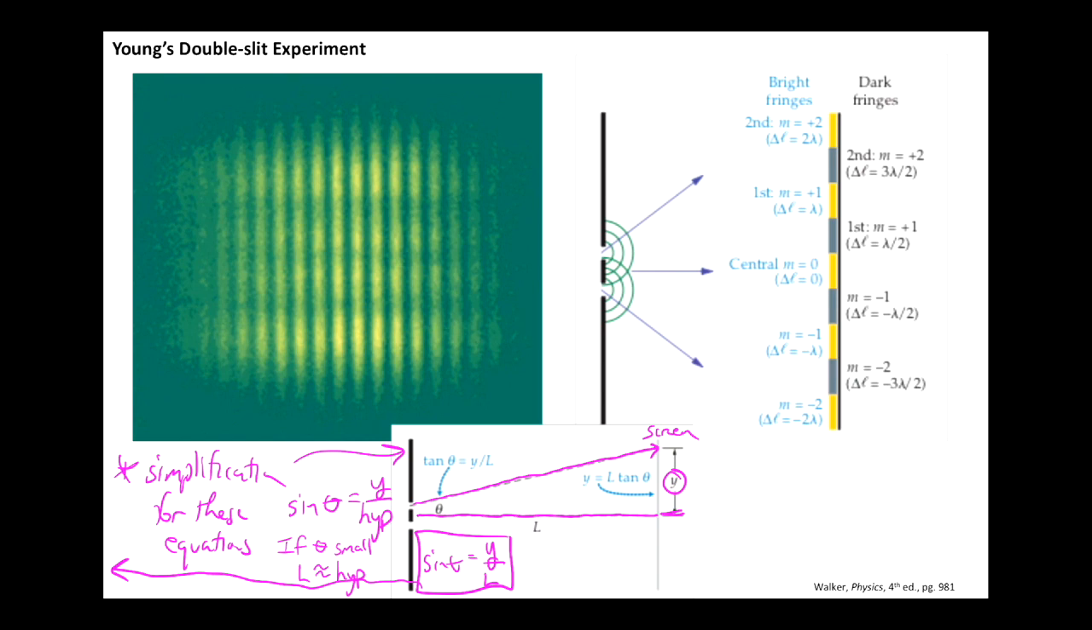Why is tan theta equal to sine theta? For the exact same reason. If we say that L is essentially the same length as the hypotenuse, then whether I take the opposite side over the adjacent or the opposite side over the hypotenuse, it's essentially the exact same thing. Okay? Who loves all these little assumptions? No? Do you feel a little bit like a physicist?